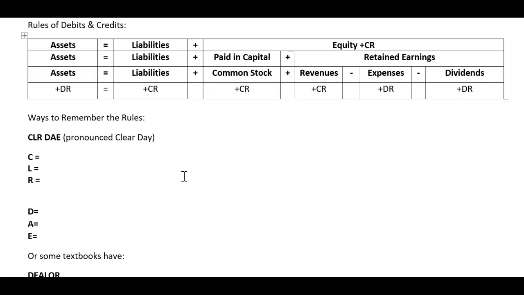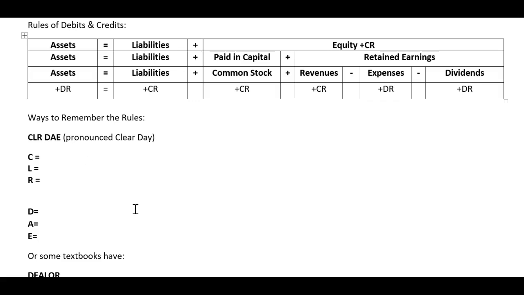When you see an account, you should immediately be able to say it is increased with a debit or credit and decreased with a debit or credit. It's one of those things that should become second nature to us. We have to sort of commit them to memory. I hate to say memorize, but it is true. So what's a couple of ways we can remember it?